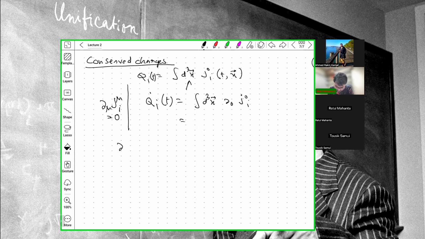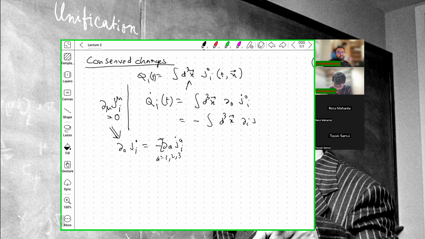So this tells you that J^0 is minus del_A J^A. A runs over 1, 2, 3, the spatial indices. That's what a conserved current means, and you can write it as a divergence. Sum over A is there, so it is a divergence, and it's a boundary term.